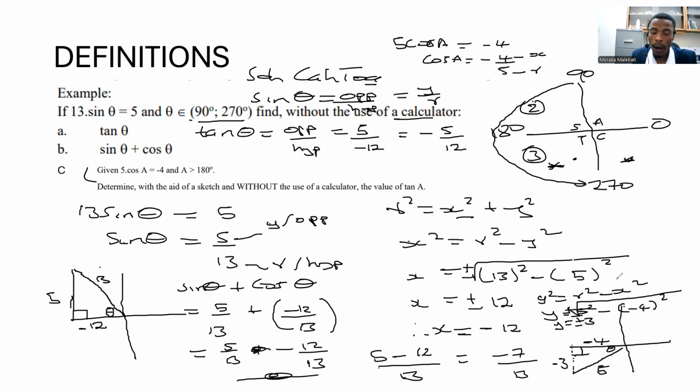Now we can find our tan A. Tan is opposite over adjacent, so the opposite of this theta is minus 3, and the adjacent is minus 4. Negative and negative cancel each other, and then you'd have 3 over 4. Basically, that's how we deal with these definitions. All right, I hope it makes sense.